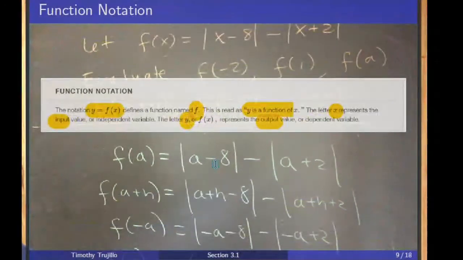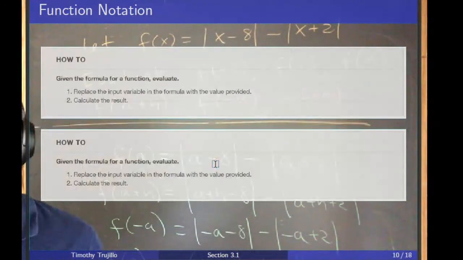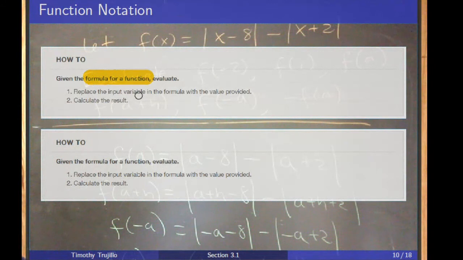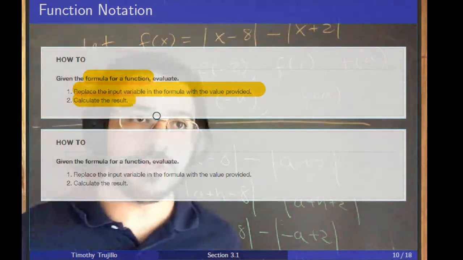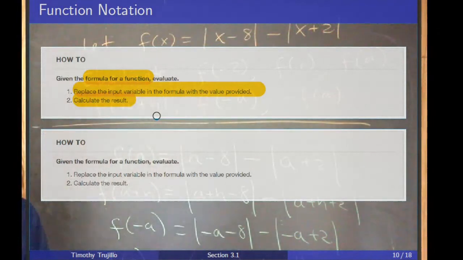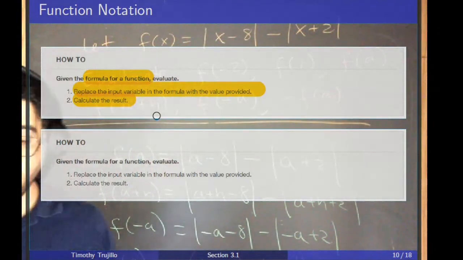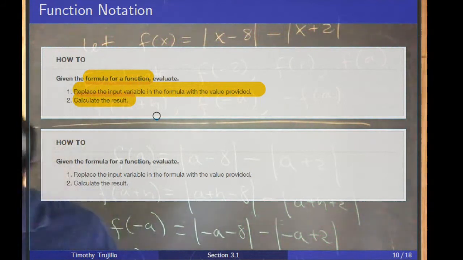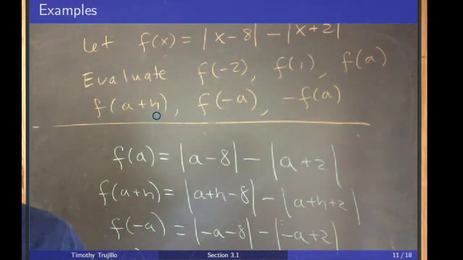Okay, so coming back to the slides, I want to talk a bit about function notation really quickly. And this has a duplicate in it, so this thing down here is the same thing as this up here. It's a pretty easy how-to, right? So given the formula for the function, what do you do? You replace the input variable with the value provided, and then you calculate. And what they mean by calculate is just sort of simplify as much as you possibly can. Okay, so important, especially when you're dealing with variables, right? The a plus h or the negative a, that sort of thing.